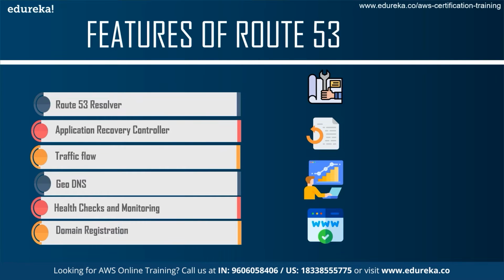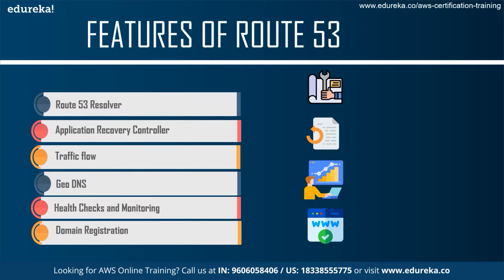Next, we talk about the application recovery controller. That is basically something that ensures the availability zones or regions are continuously audited for recovery readiness, right? Next, we see the third feature of Route 53 as traffic flow.